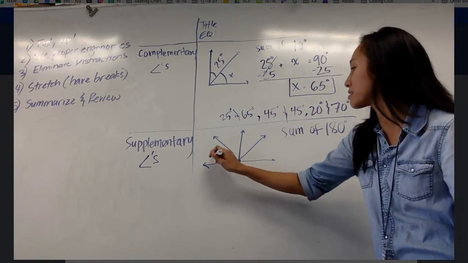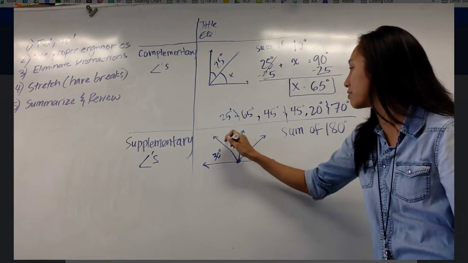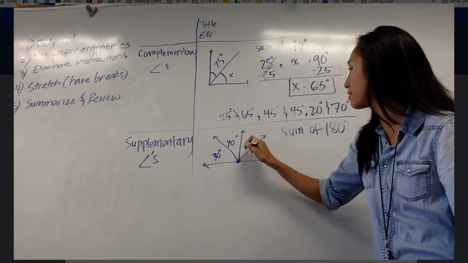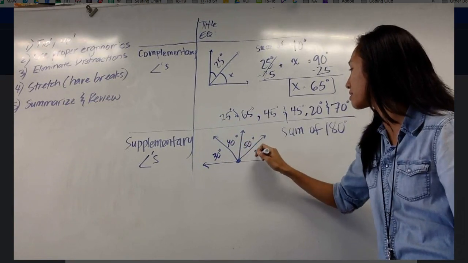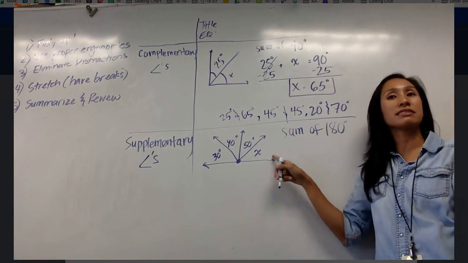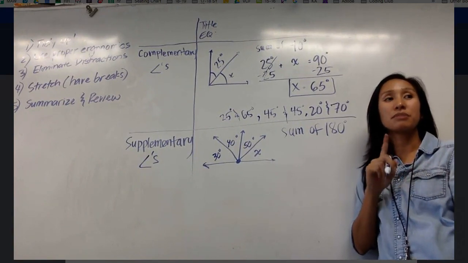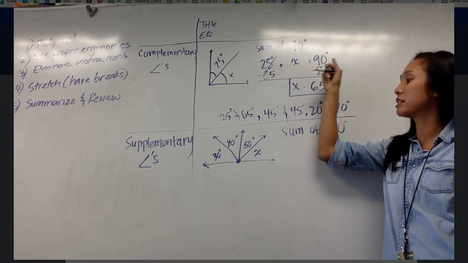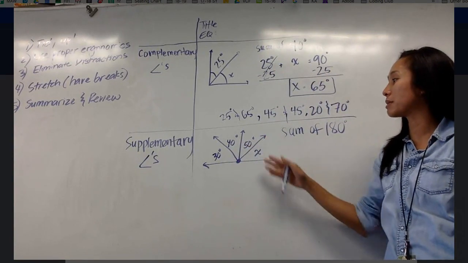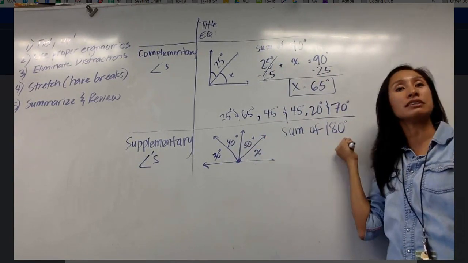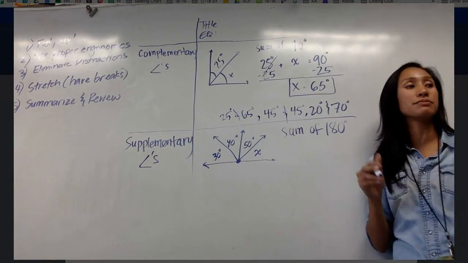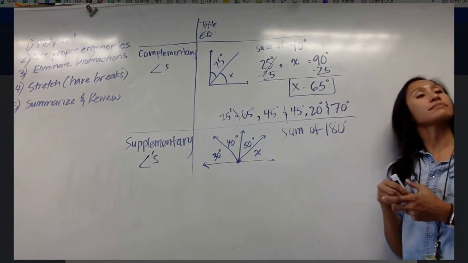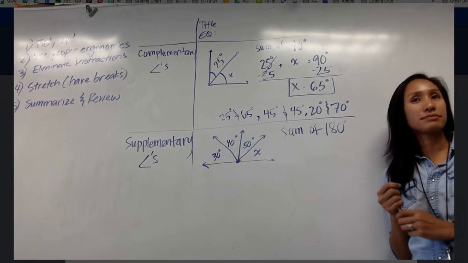Alright, now watch this. If this is 30 degrees, if this is 40 degrees, if this is 50 degrees, is there any way we can find out what x is? Before we go over it, see if you can come up with some kind of equation to say, hey, blah, blah, all equals 180. See if you can come up with that equation. Do you have to use those numbers? Just try your best.